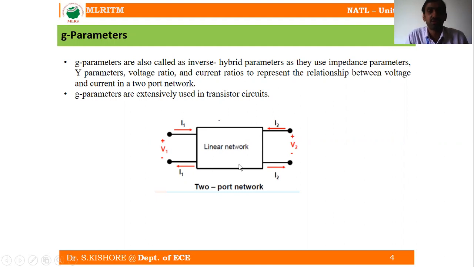This is the conventional two-port network which we are going to consider for getting the G parameters, where we have four variables. V1 and I1 are the input variables, and V2 and I2 are the output variables. That means V1 is the input voltage, I1 is the input current, and V2 and I2 are the output voltage and current.